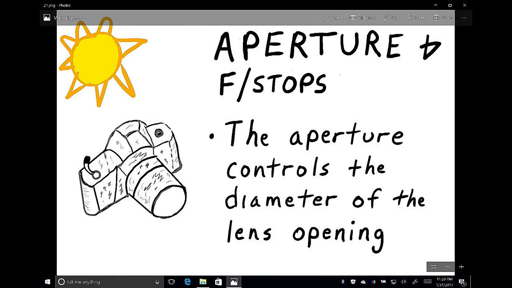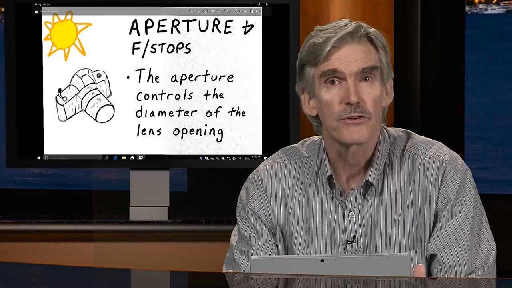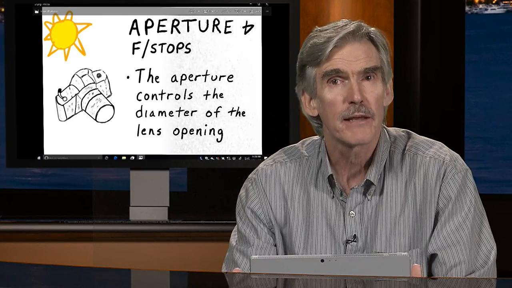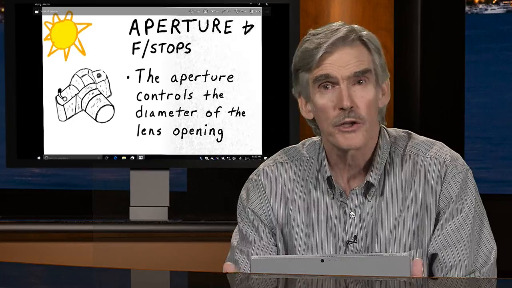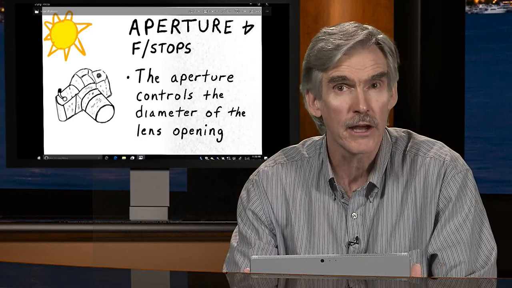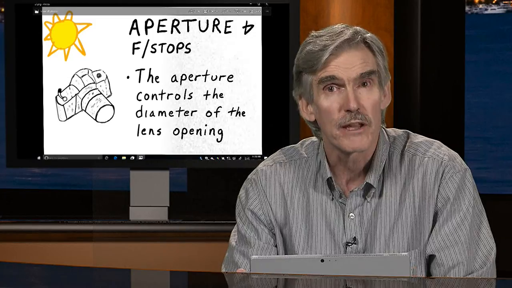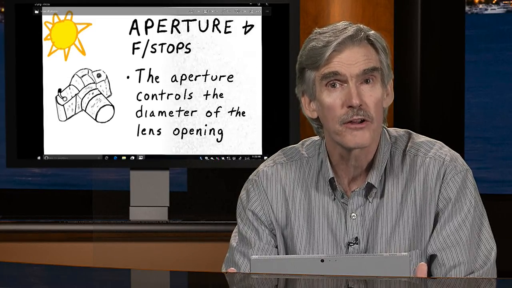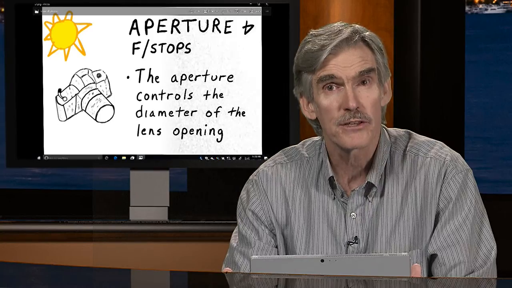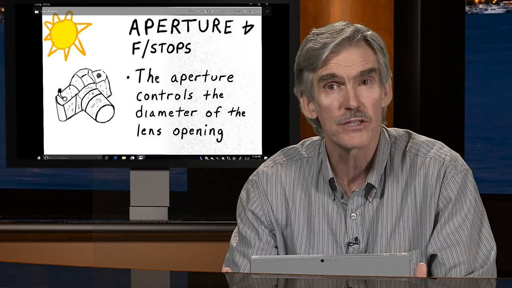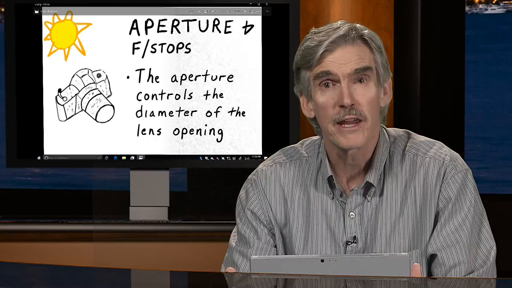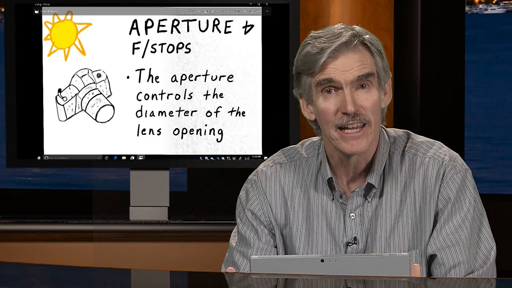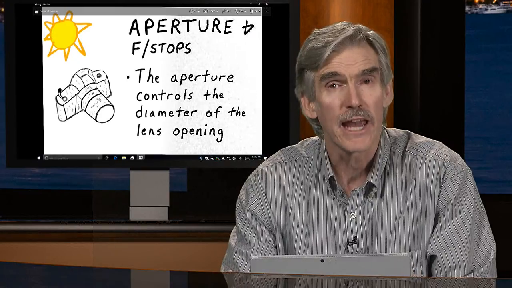Okay, aperture and f-stops. This is really important because this is how we derive the amount of light that comes into the camera. Now, the aperture controls the diameter of the lens opening, and it functions very similar to the way that your eyes function. And let me talk about your eyes for just a moment. First of all, you either have blue eyes, or brown eyes, or green eyes, or gray eyes. And it's one of those, but regardless of what it is, that colored part of the eye is called the iris. Now, the iris has a dot in the middle. It's a black dot known as the pupil.